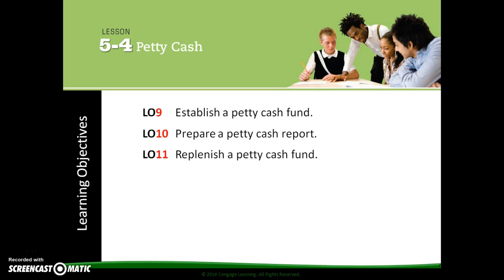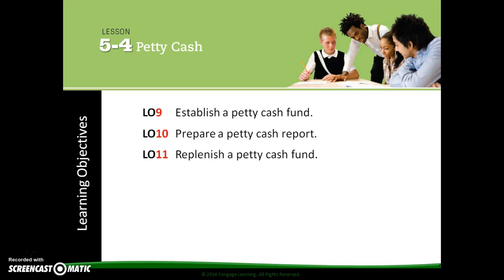Now, typically, petty cash is a small dollar amount, so you're not talking about having $1,000 in cash sitting around. You're typically talking about having $100 sitting around, which, as we talk about petty cash, might really help us to kind of establish what we're doing here.